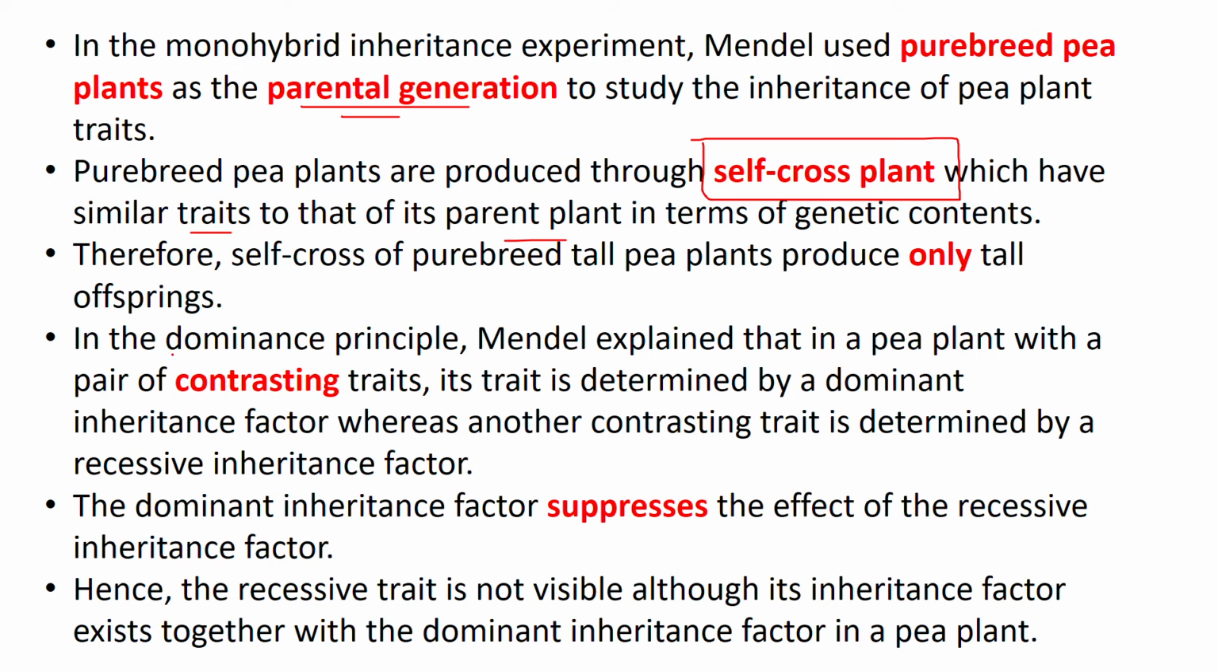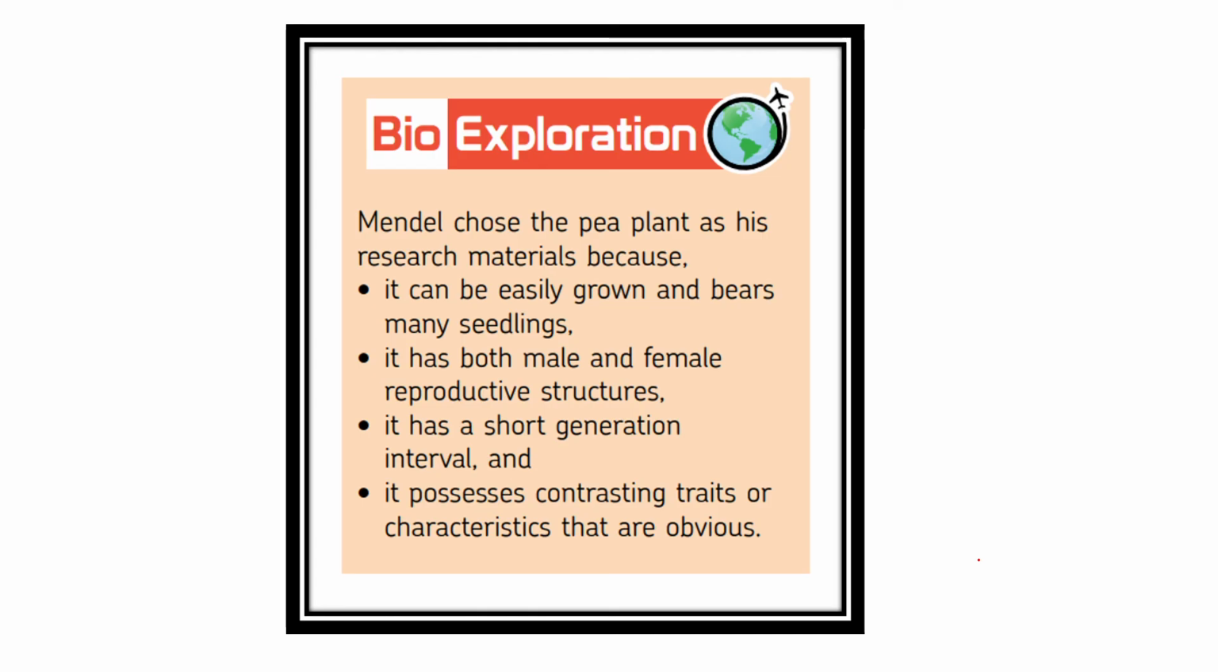Apa maksud dia? Okay, because in the dominance principle, Mendel explained that in a pea plant with a pair of contrasting traits, its trait is determined by a dominant inheritance factor, whereas another contrasting trait is determined by a recessive inheritance factor. So dominant inheritance factor suppresses the effect of recessive inheritance factor, hence the recessive trait is not visible although its inheritance factor exists together with the dominant inheritance factor in a pea plant.